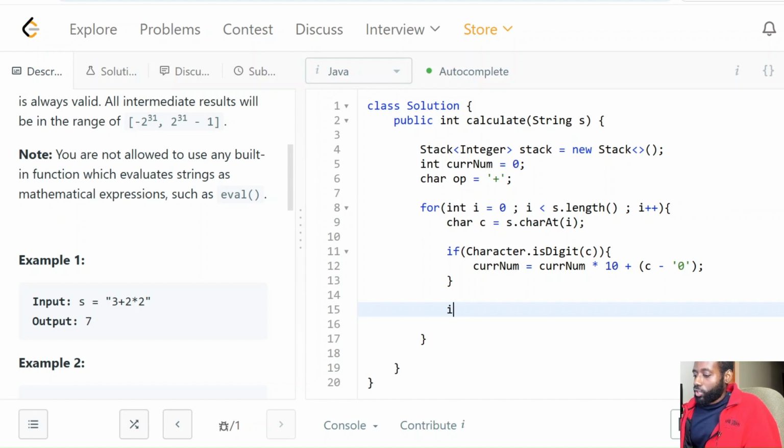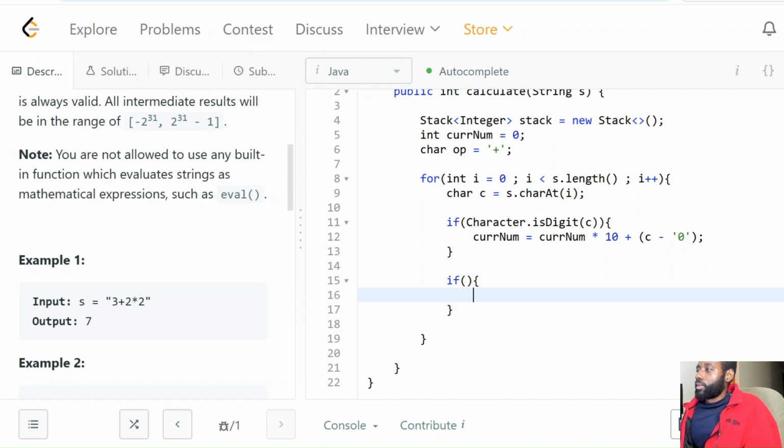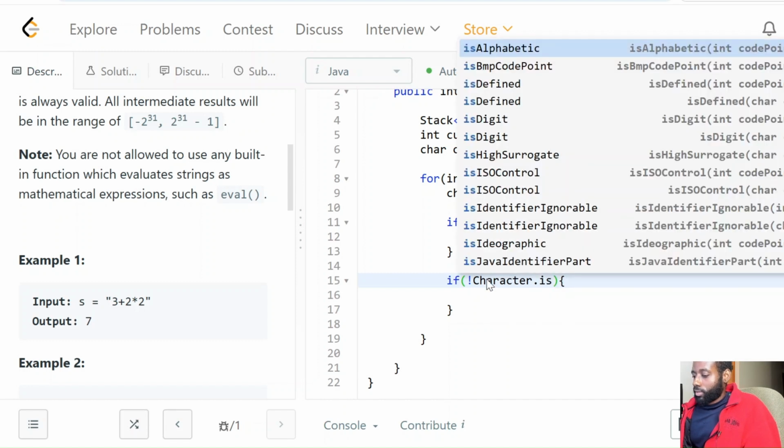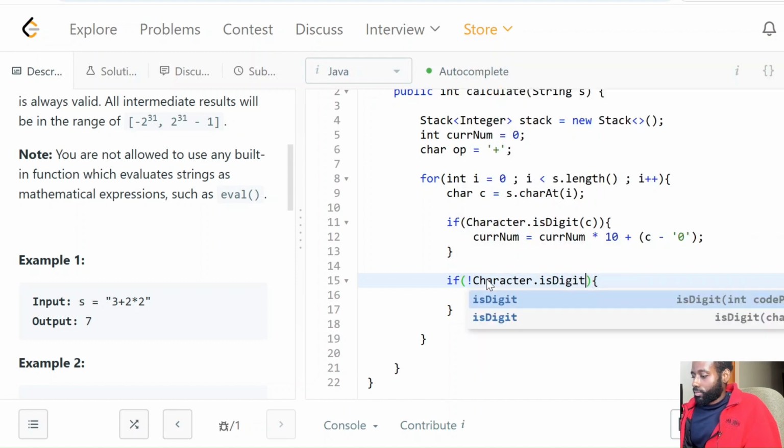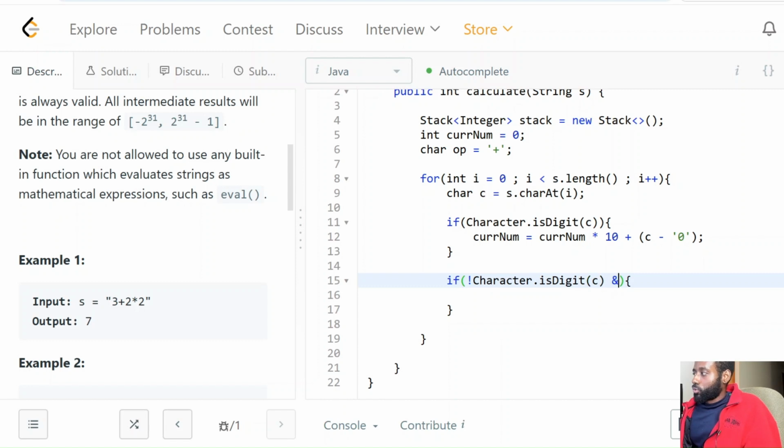So what's next for us is to check the other cases, where we are dealing with a non-digit. If the character is not a digit, and also not an empty string, because we're not worried about empty strings here, then it must be one of those operators.